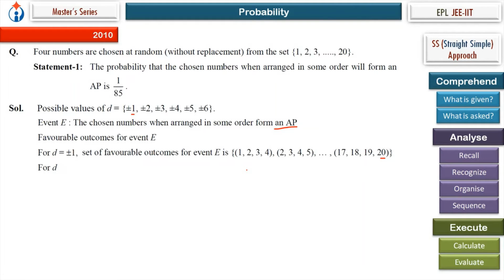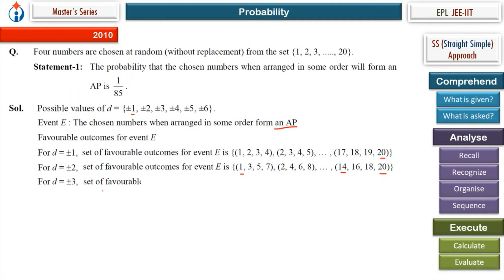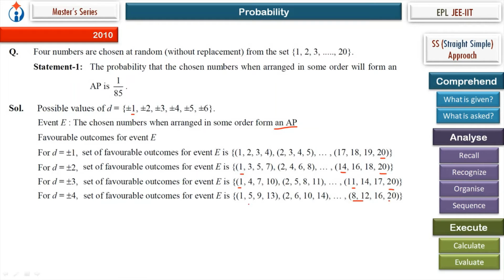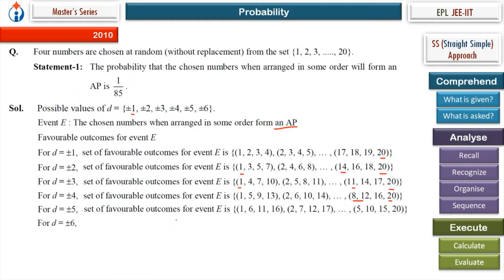Right? For D equal to 2, 1, 3, and the last can be 20. So going down from 20, it will be 40. For D equal to 3, same way we write the last 20, 11 here, and we start with the minimum value of the first number. D equal to 4, plus minus 4, D equal to plus minus 5, right? For D equal to plus minus 6. So how do we start? With the lowest here and the maximum in the last we check. Now we can count the numbers here.